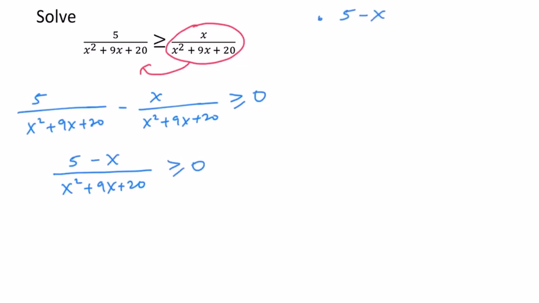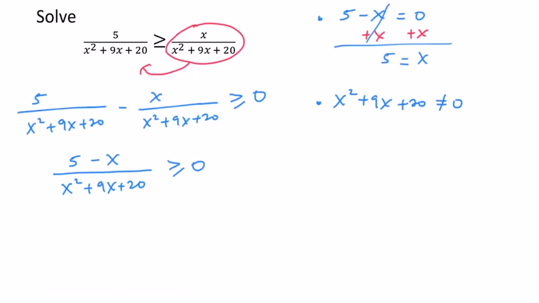So we need to set the numerator equal to 0 and solve. Set the denominator not equal to 0 and solve. So for the first equation, we can add the x over. So x is equal to 5. And then for the second equation, we have 3 terms. So here, we need two numbers that multiply, give us 20, add, give us 9. So this is 4 and 5.